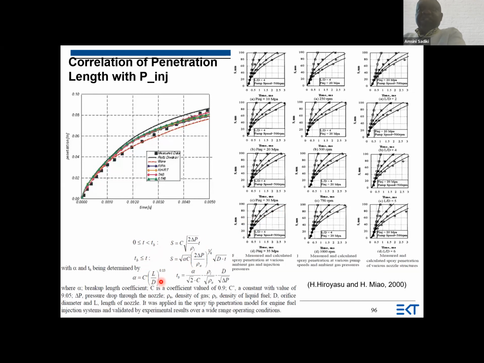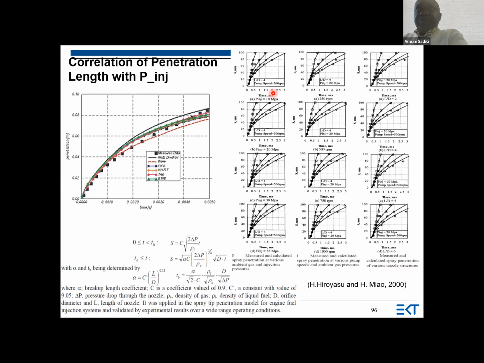This ratio L to D, the breakup time is given by this expression here. And we see that we change the injection pressure, 35, 30, 20, and you obtain very good results where you compare experimental results and numerical results.